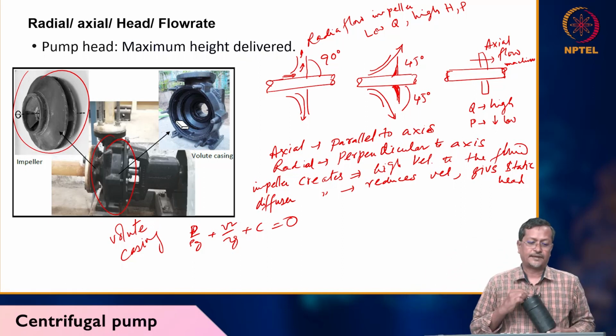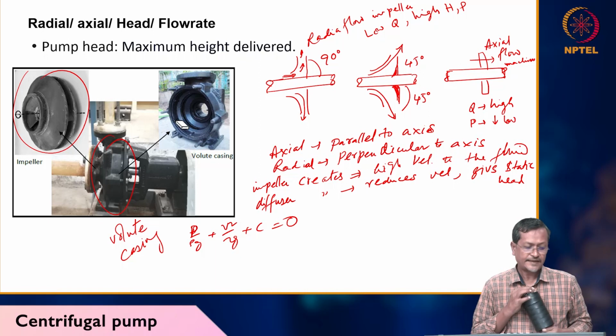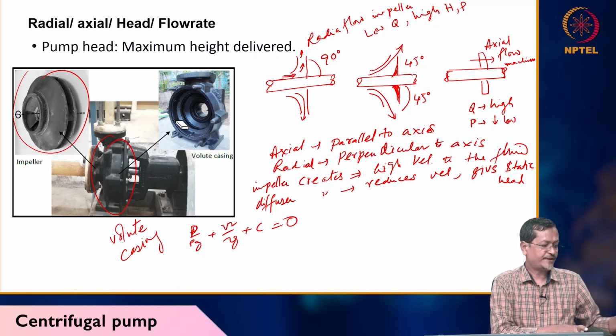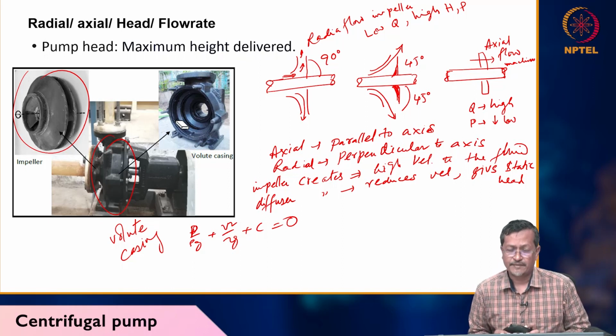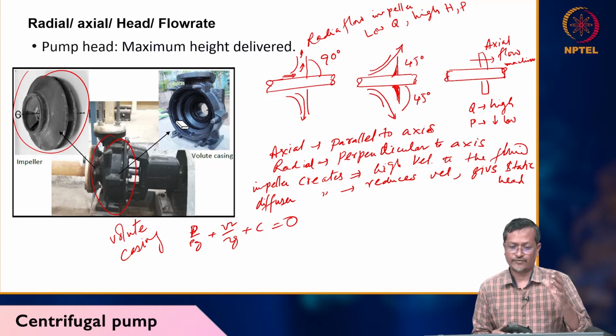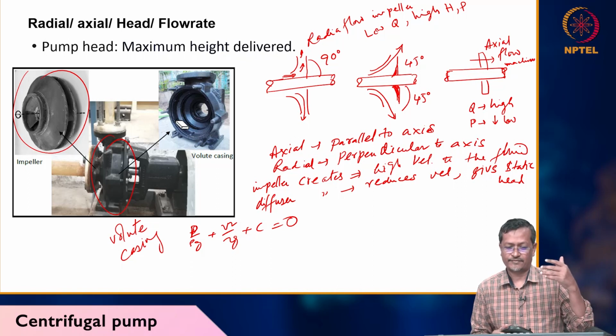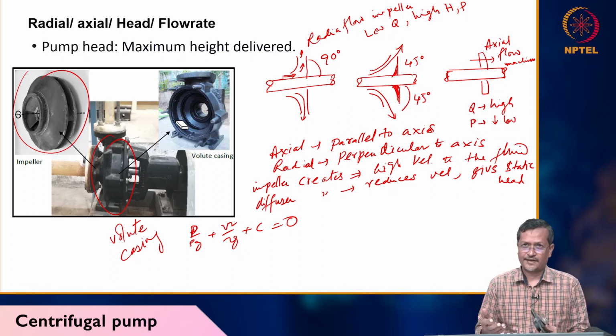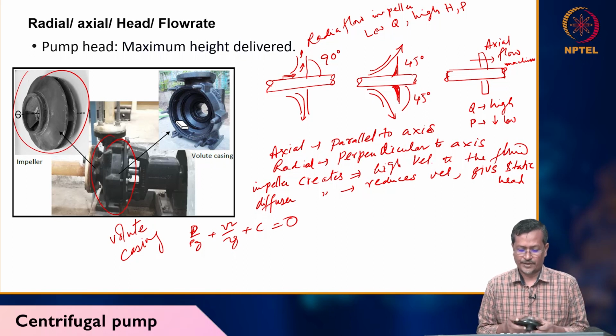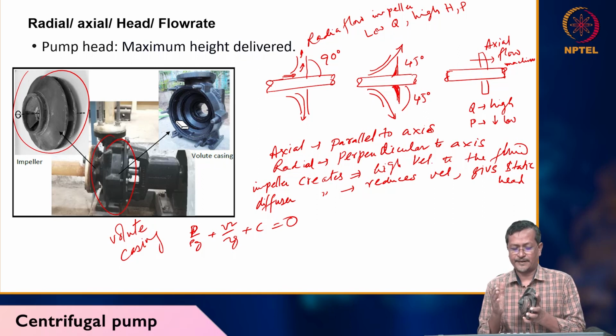Many times a single impeller will not develop the very high head required for a specific application. For example, in a deck machinery application, you need very high pressure and a certain amount of fluid flow rate. So a single impeller may not be sufficient. In that case, you use multiple impellers one after another.